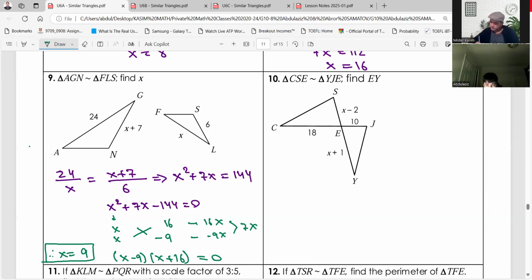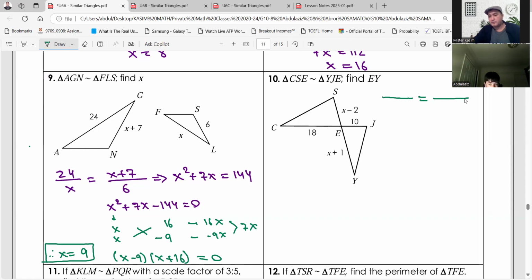Uh, 15/4. 15 over 4? Yeah. That's not correct. First, let me just write the ratios, the first one on the top, on the left, on the right. First, let's start with SE, x minus 2. SE corresponds to what side? JE, right? Can you see that?